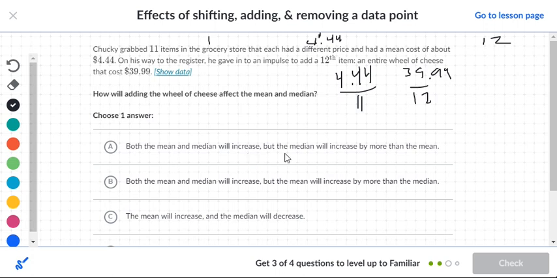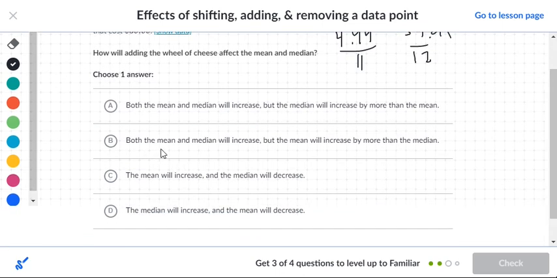Both the mean and median will increase, but the median will increase by more than the mean. No. Both the mean and median will increase, but the mean will increase more than the median. The mean will increase, the median will decrease. No, the median will increase, the mean will not.